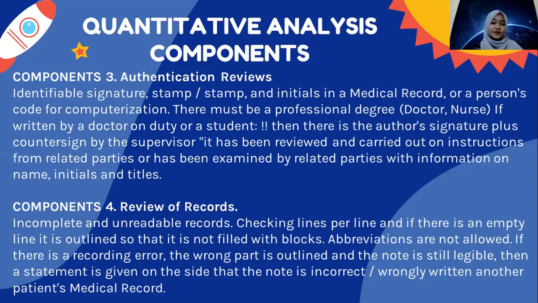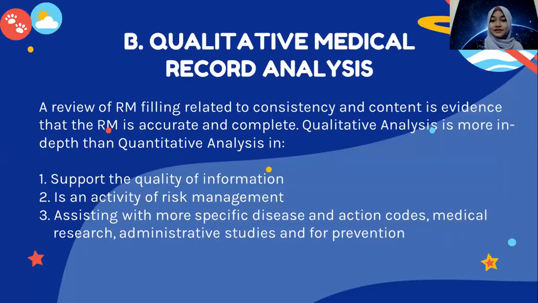Next, component 4, review of record: incomplete and unreadable records. Check line by line, and if there is an empty line, it is outlined so that it is not filled in later. Abbreviations are not allowed. If there is a recording error, the wrong part is outlined and the note is not legible. Then a statement is given on the side that the note is incorrect or wrongly written in another patient's medical record.